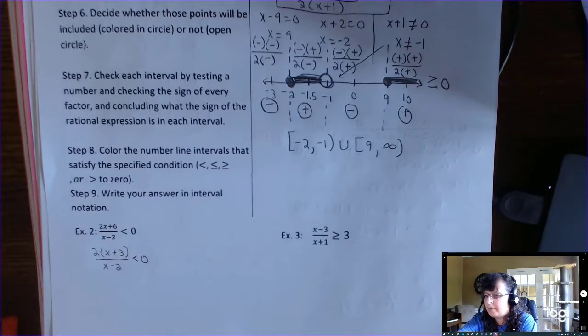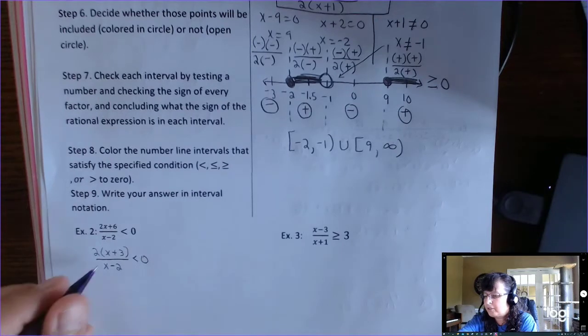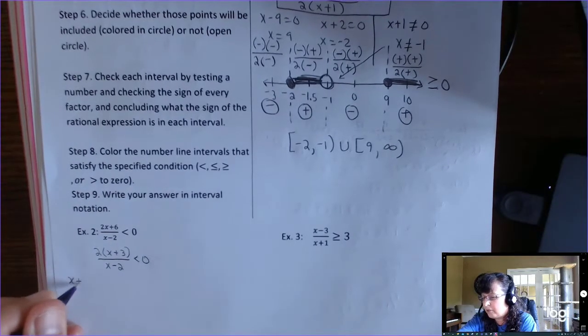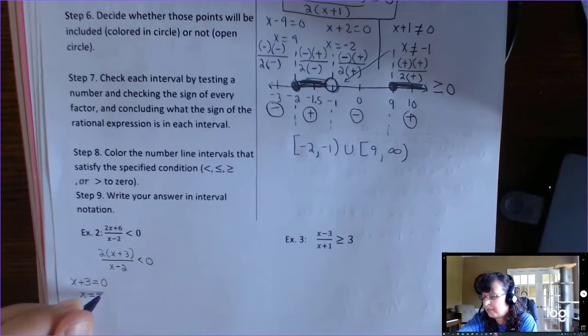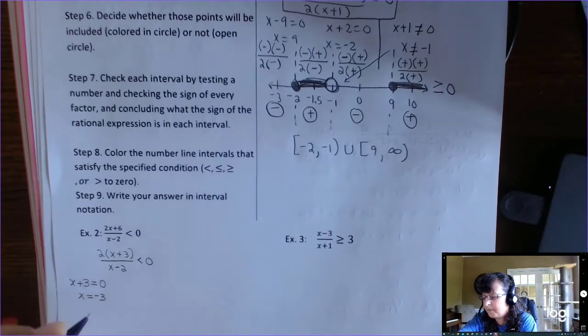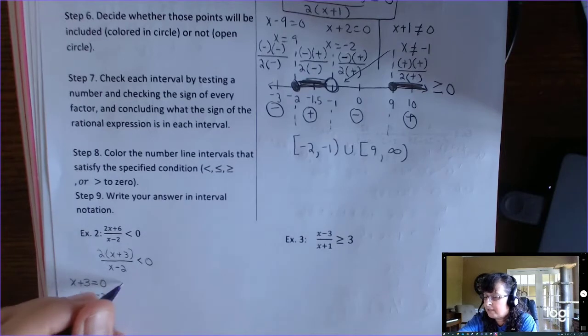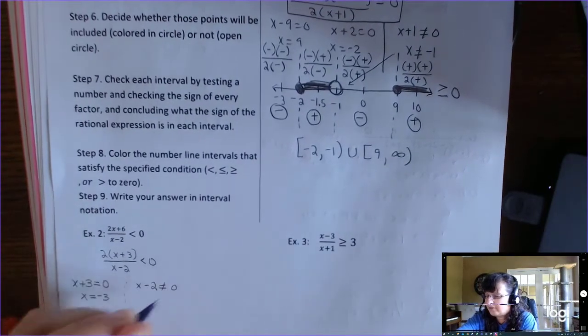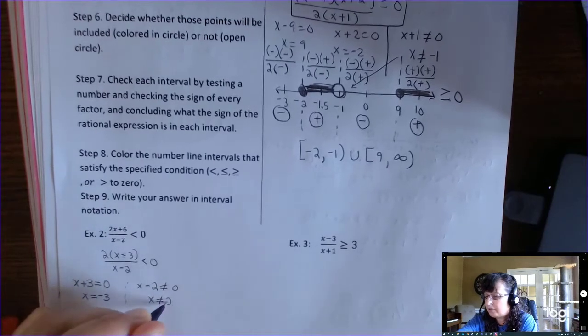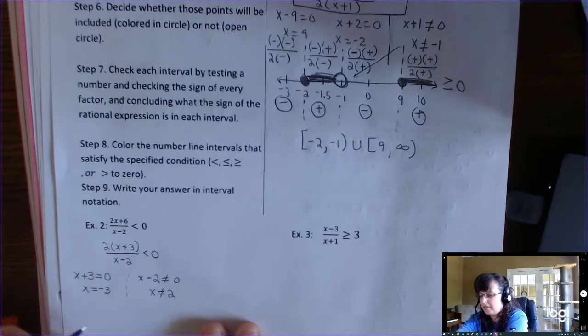Okay, step 4, find the critical points. You do that by setting the numerator factor equal to 0, so x equals negative 3. And then you also set the denominator factor not equal to 0. x is not equal to 2. But these are going to show up on the number line.